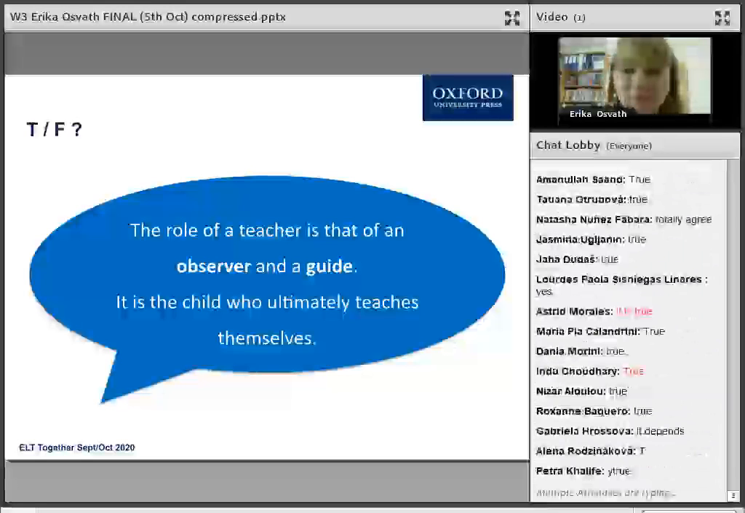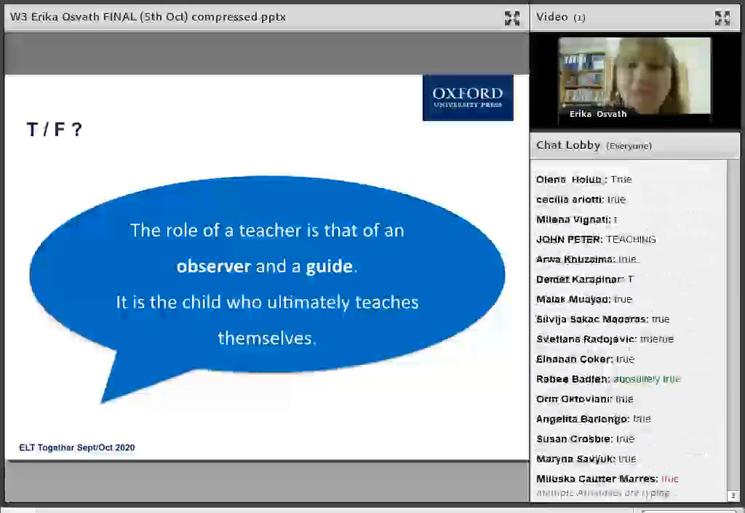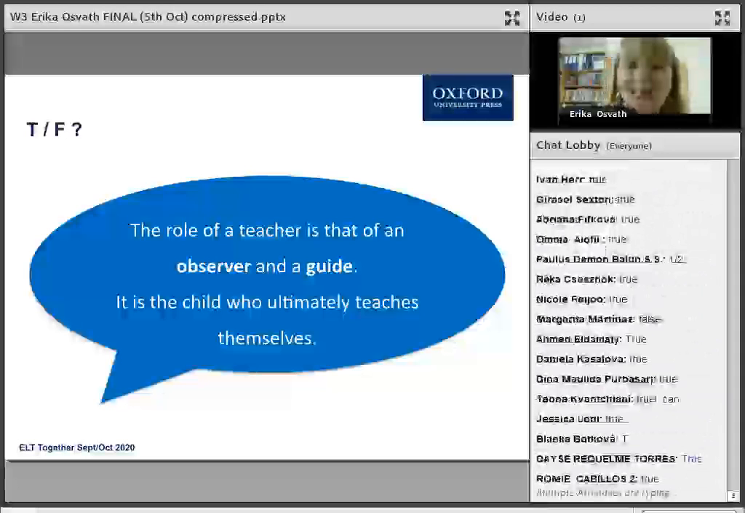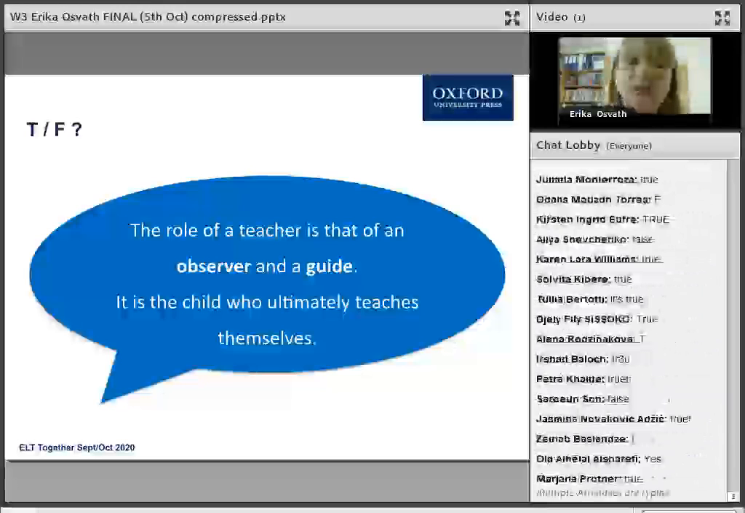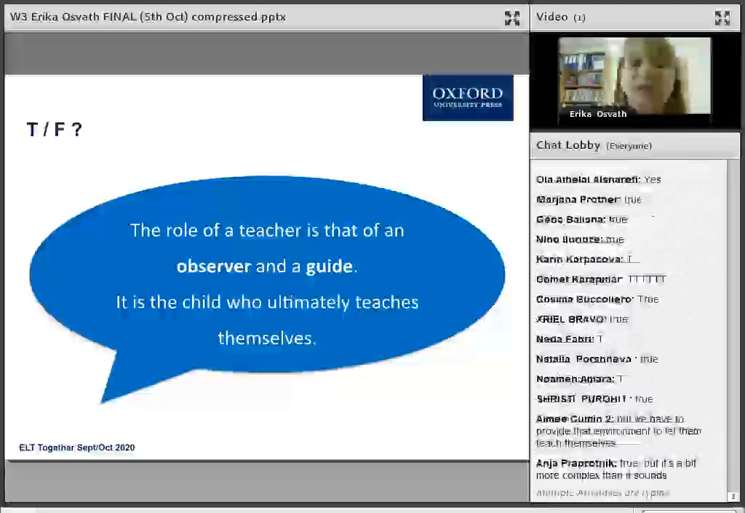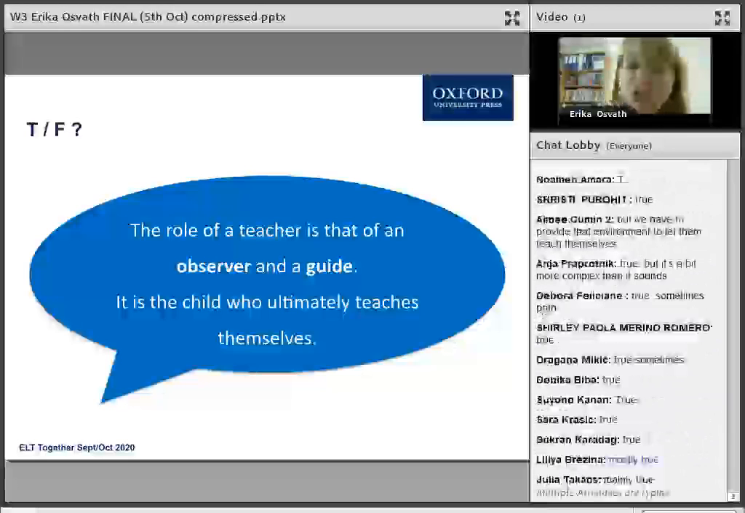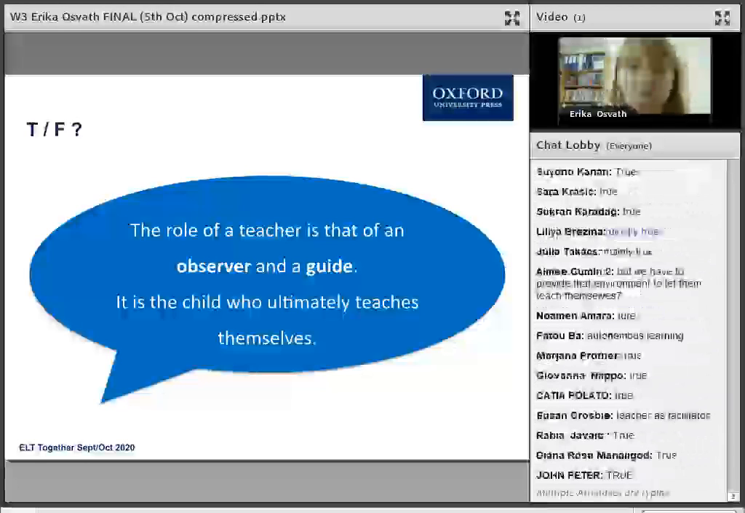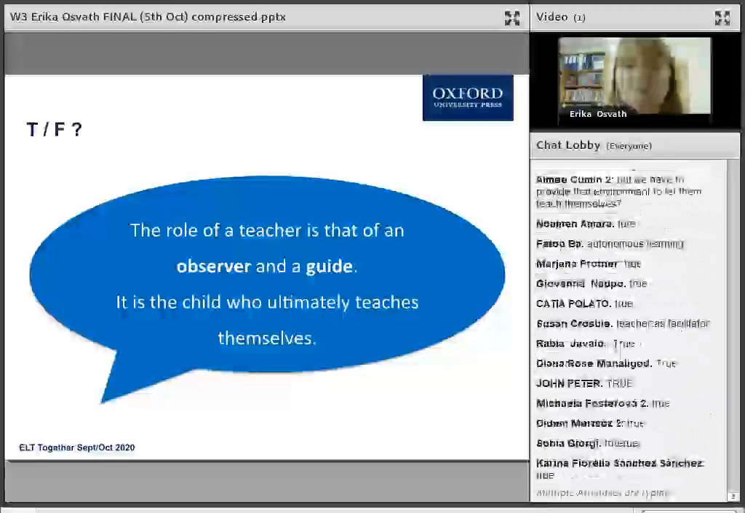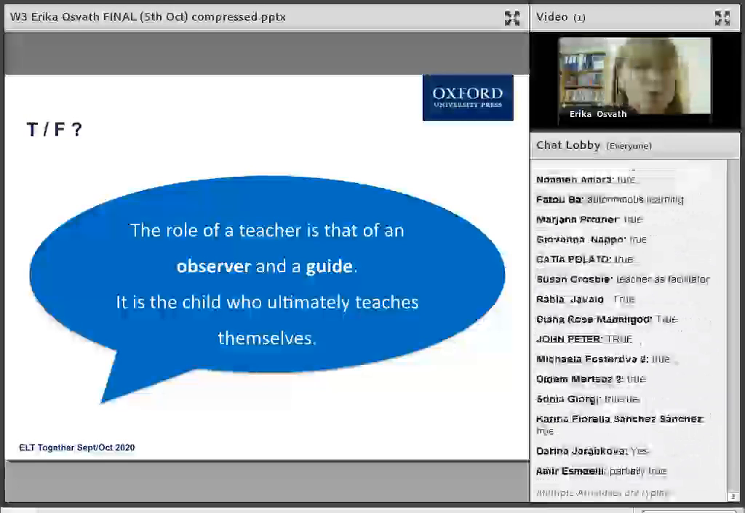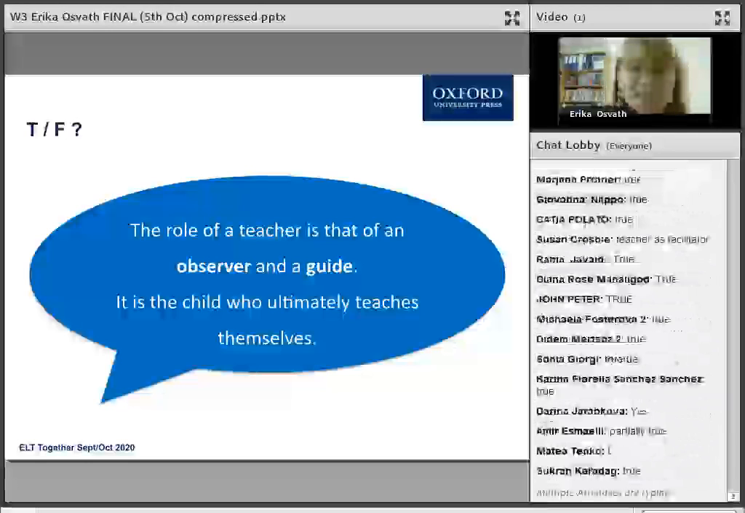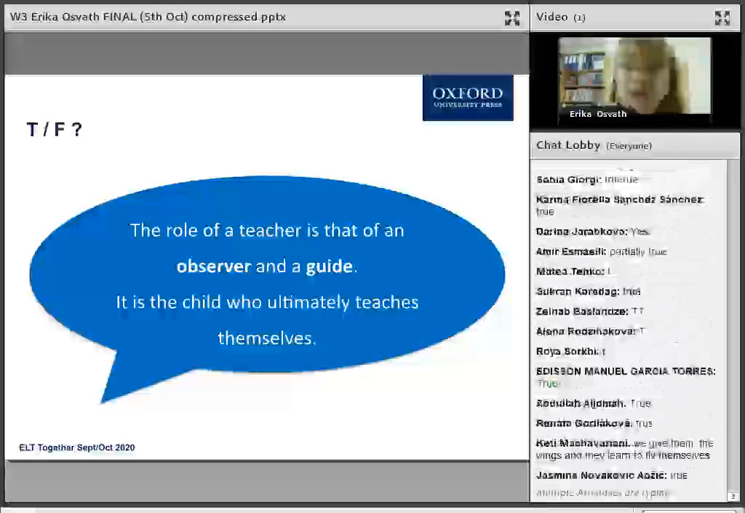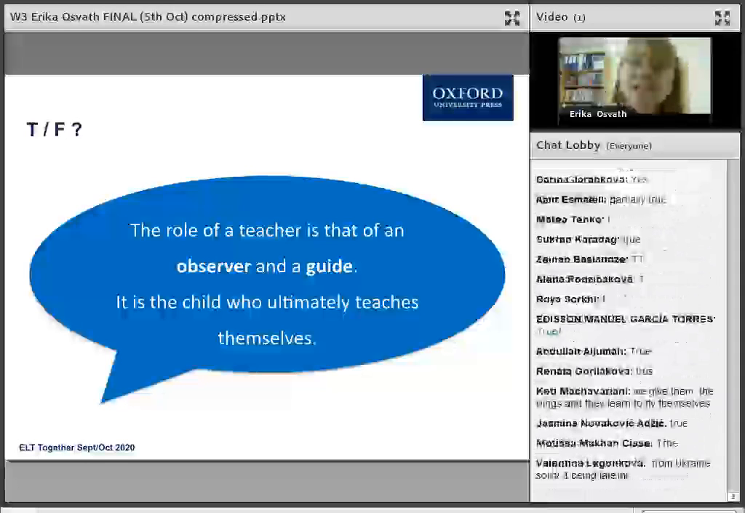Many of you started to write true. Yes, I also think that this is our main role, that of an observer and a guide. And it really is the child who ultimately teaches themselves, because every child is different. All of us are different. We come in different colors and shapes and different thoughts, different emotions, different interests. So we are all very different, and we have different goals in life, different goals during the lesson in terms of what we would like to achieve. So we as teachers, we can only observe and guide our students to become the best version of themselves.